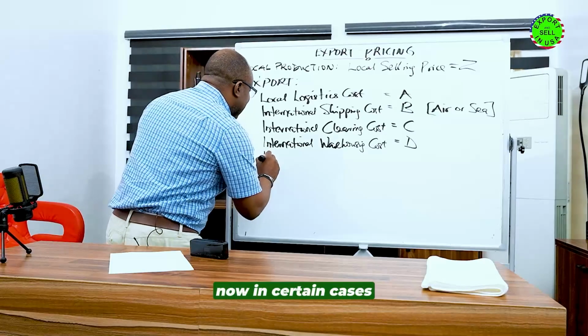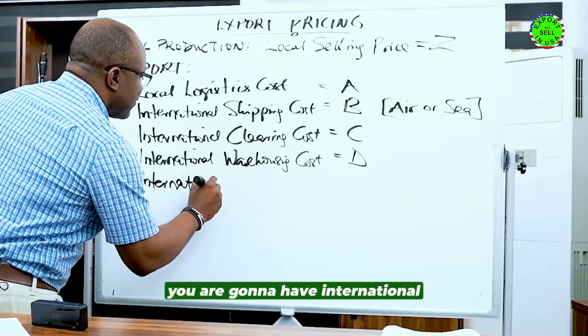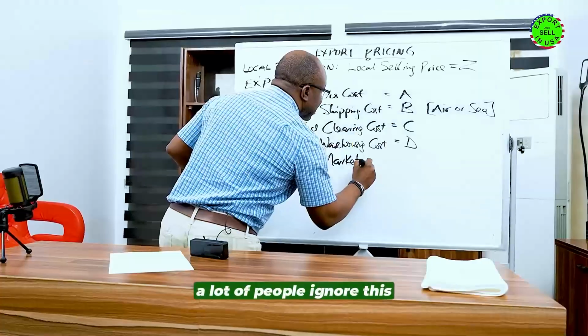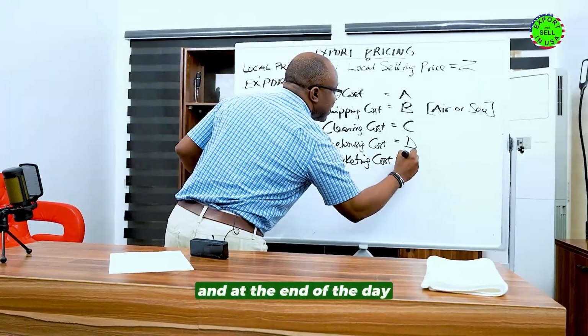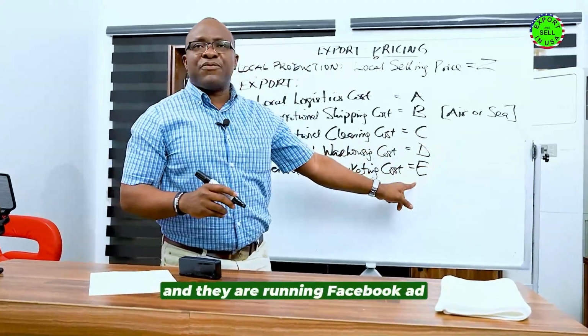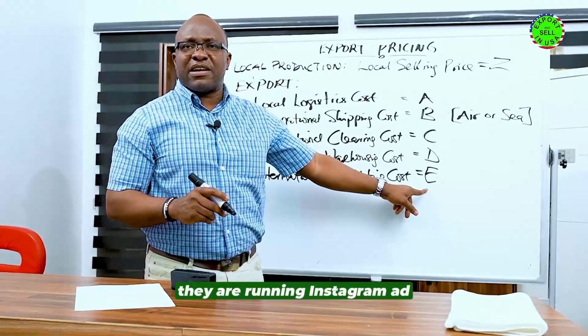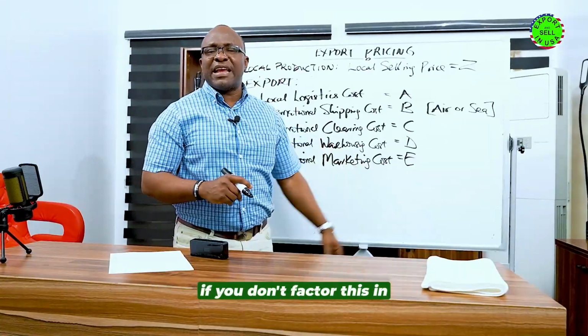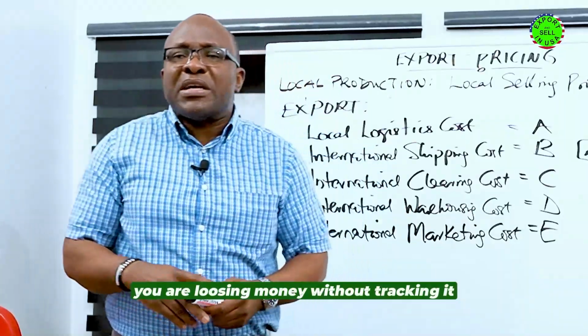Now, in certain cases, you are going to have international marketing costs. A lot of people ignore this, and at the end of the day, they have the product in the warehouse and they are running Facebook ads, they are running Instagram ads, but you haven't factored it in. If you don't factor this in, you are losing money without tracking it.